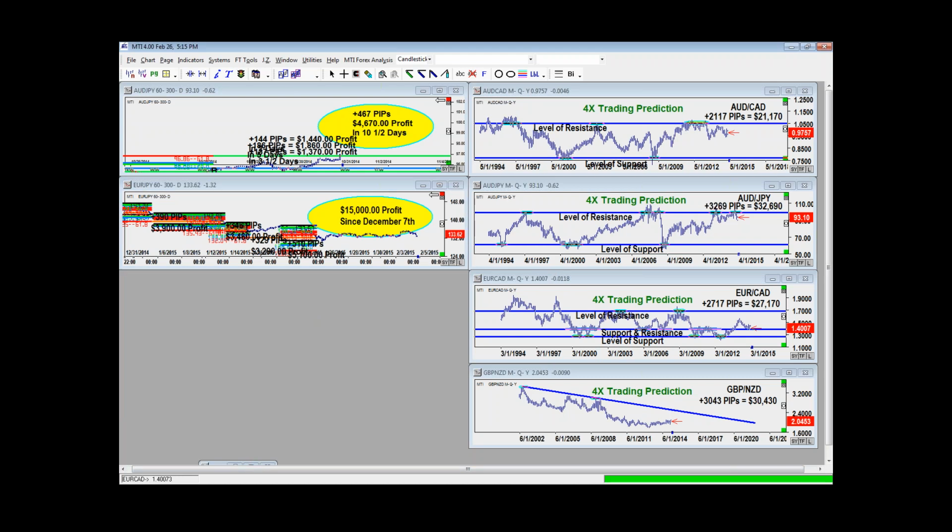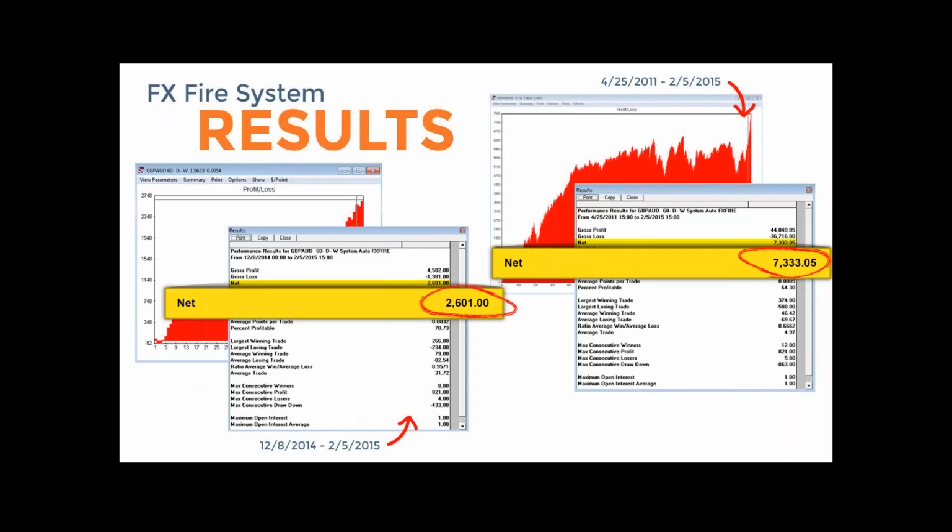Now, the FXFire, real quick, I'm going to skip over something. All right, so take a look real quick. I want you to understand what the FXFire system does. We've performed back-tested results since 2011, but once again, over 2,600 pips since December, of just last year, 2-3 months ago. That's 26,000 US dollars.